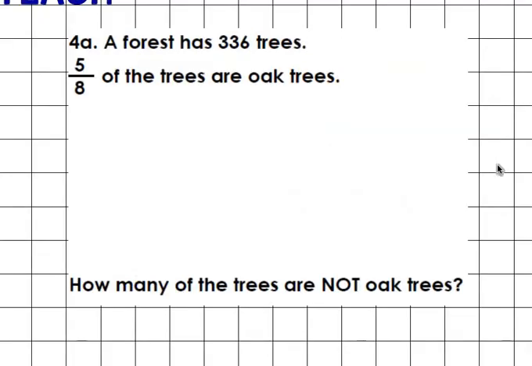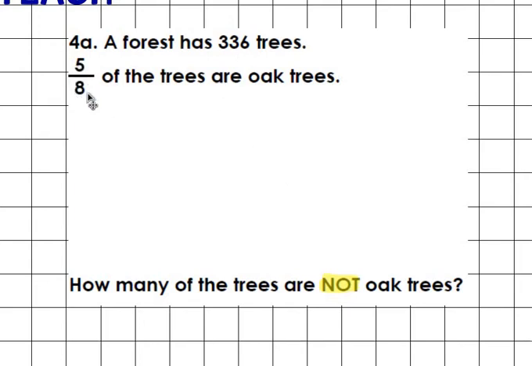We're now looking at this question. So a forest has 336 trees. 5/8 of the trees are oak trees. How many of the trees are not oak trees? So importantly, we're looking at the word not. That's our important word there, not. And we can then work it backwards.